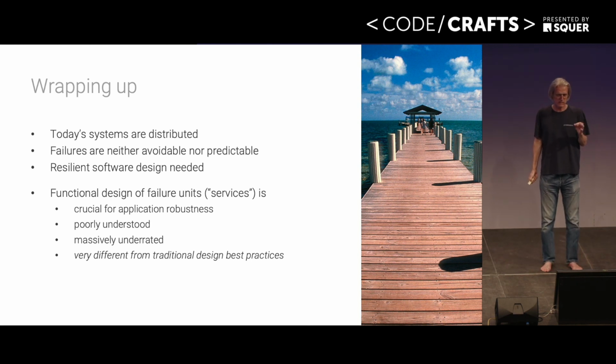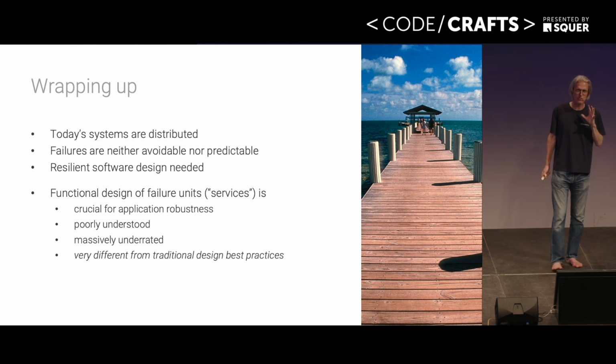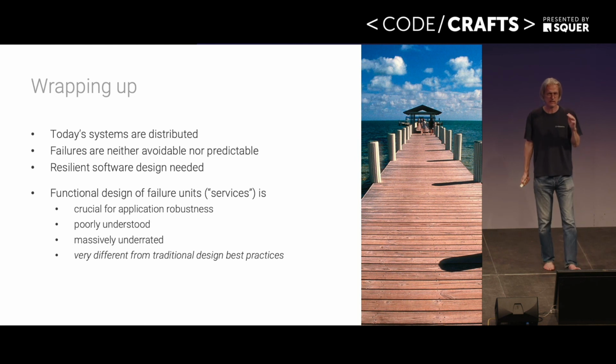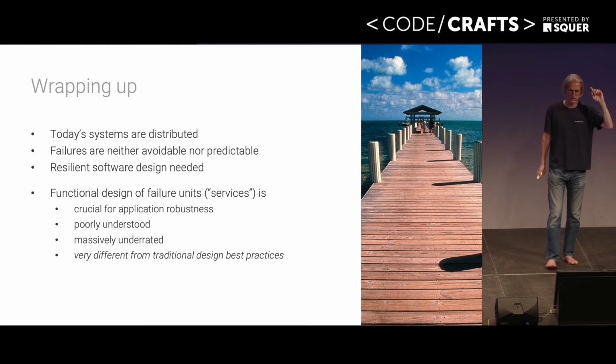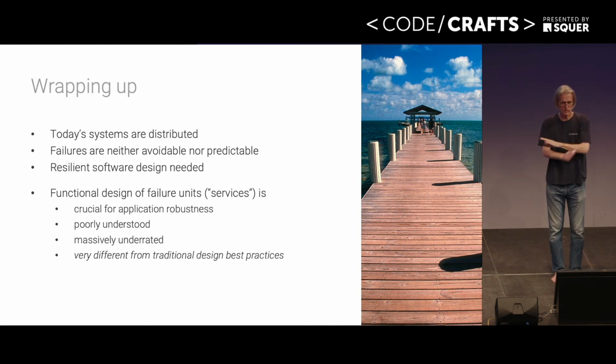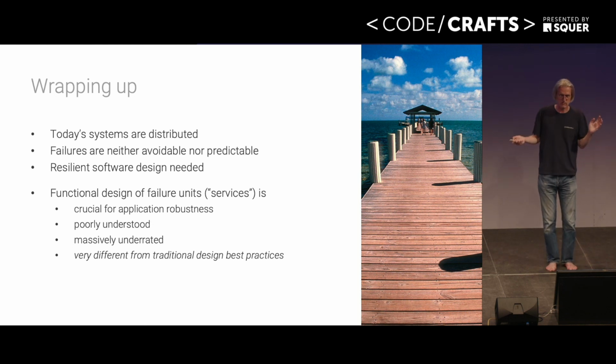And be aware that the functional design, which parts of the functionality you put in which parts of your system, is crucial for the robustness of the resulting application. It's not only the technical measures you put in. This is where the story starts. And if you get this one wrong, all the other technical stuff will not save you. So you have to get this one right. But the point is, it's poorly understood, it's massively underrated, and it's very different from what we learn. So be aware, there will be dragons on the way.